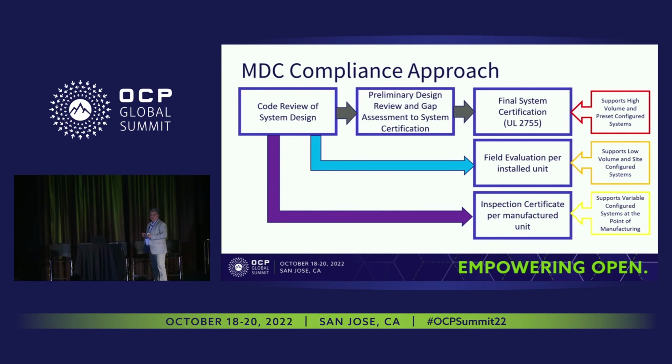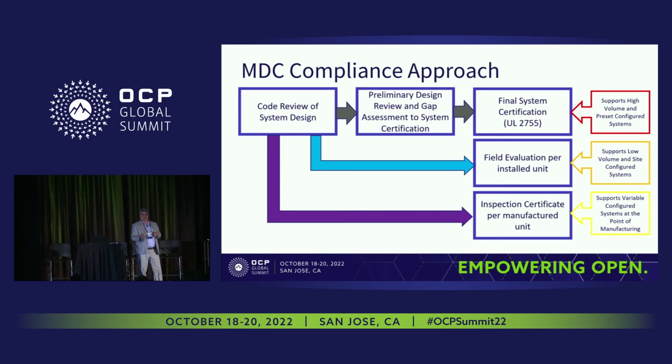From there, you can move to preliminary design review, where we provide you a preliminary on-site review, and we tell you what the gap is through compliance, and we have a final system certification. That's one path that gets you the UL mark. And I'm almost done, Matt.